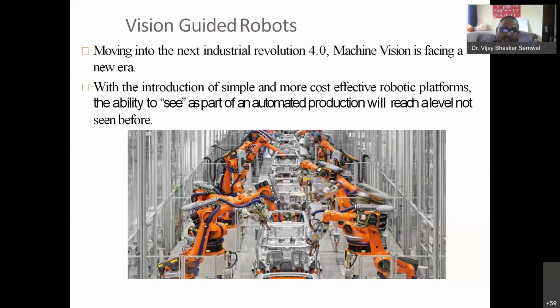So moving into the next industrial revolution, that is Industry 4.0. India lagged in the industrial revolution. That's why we are lacking in robotics. In computing we are well ahead, in programming and with all the big companies we are leading, but in the industrial revolution we are a little bit lacking.